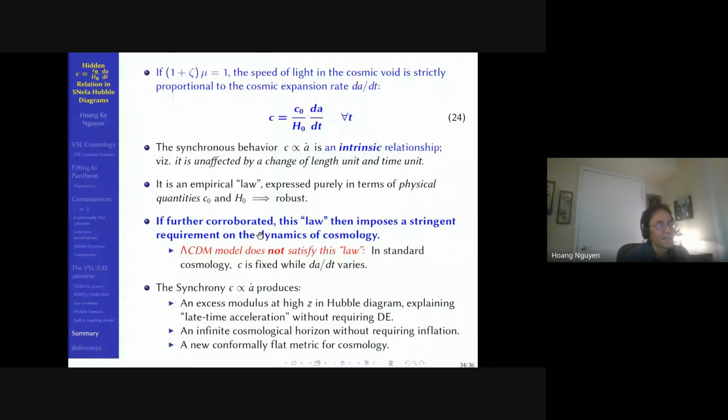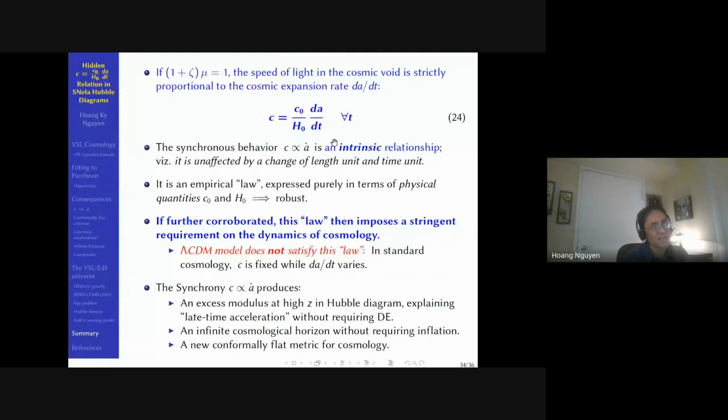And if we further consider that, this law will impose a strong requirement on the dynamics of cosmology. Currently, lambda CDM does not satisfy the law, and indeed, because lambda CDM is fixed, but dA by dt varies.